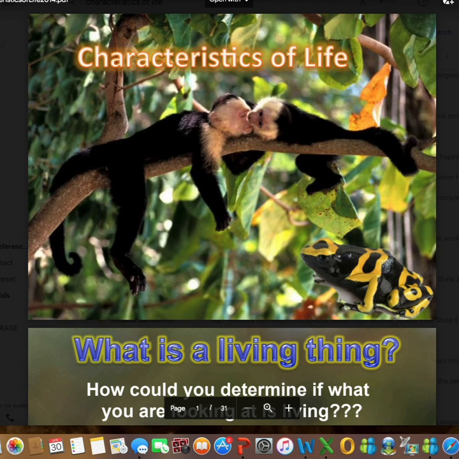So the topic is called characteristics of life. So what is a characteristic? A characteristic is an attribute. It's something that the organisms have. So when we look at characteristics of life, what does it actually mean? It's a characteristic of life. In order to be living, what do we need to be living?